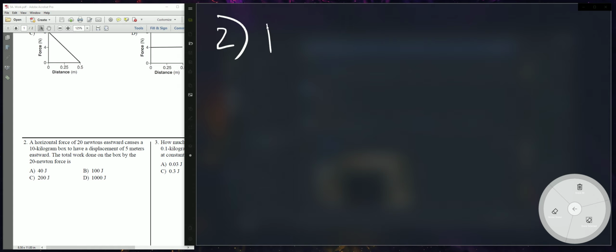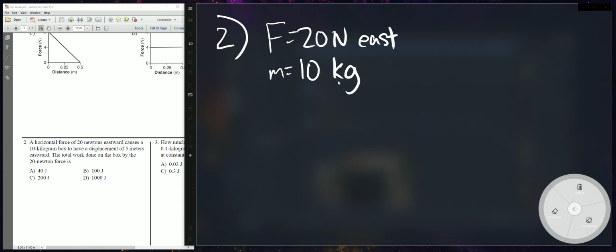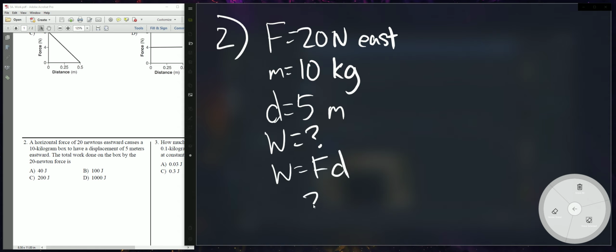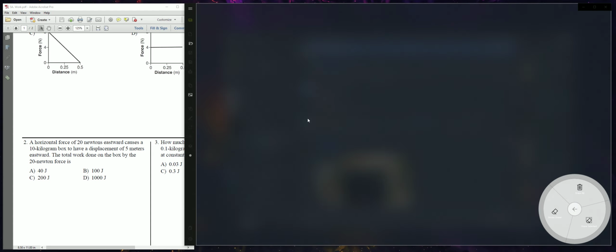Number 2, you exert a horizontal force of 20 newtons east, and again, you should always write your direction because you guys just end up forgetting your direction. Your displacement is 5 meters, you travel a distance of 5 meters, and your work done on the box was your total work done. We know the formula for work is force times distance. So my force is 20 and my distance is 5, which gives a work of 100 joules. So the answer is B.